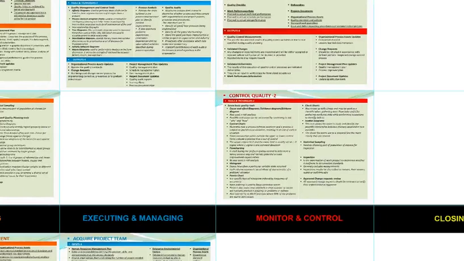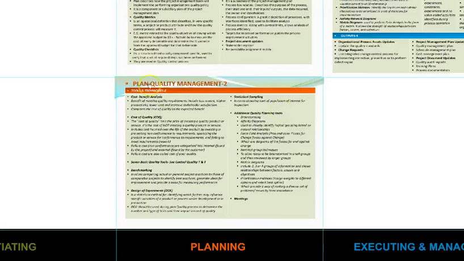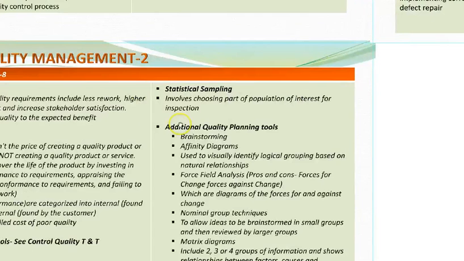What involves choosing part of the population of interest for inspection? And again, the answer over here is a tool and technique for plant quality management, and it is called statistical sampling.